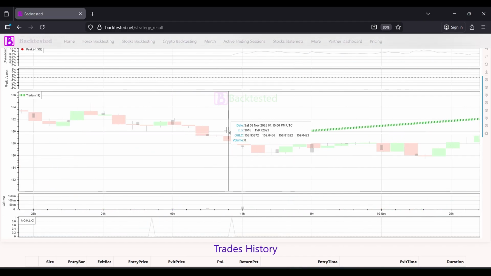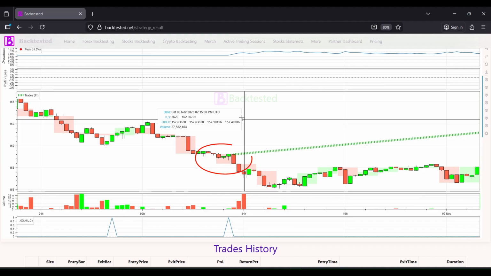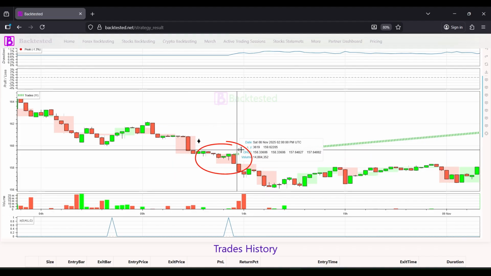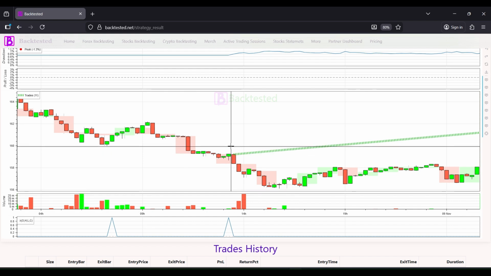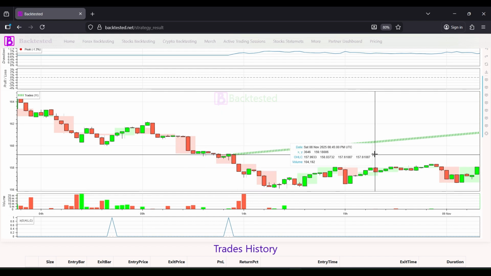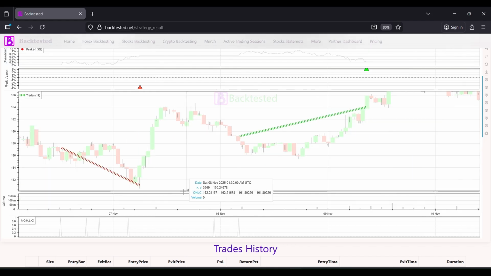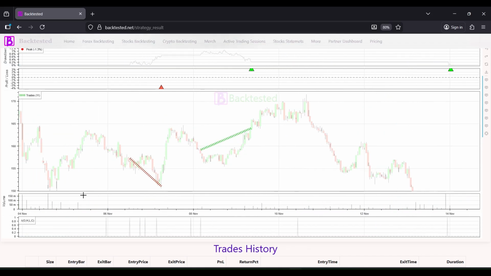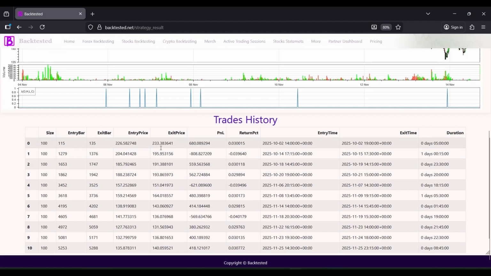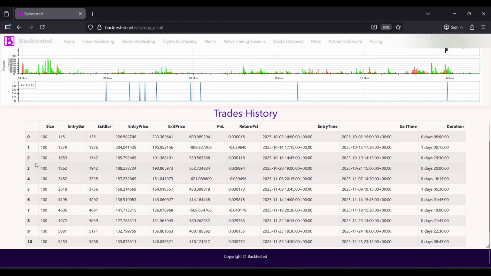So this is our pattern. You see it, the 3 inside up. And this is the trade's history. When you see the size positive, it means that you have a buy. And when you see the size negative, it means that you have a sell. Don't be confused when you read the trade history table. This is the P&L, the exit price, the entry price, the time, duration.